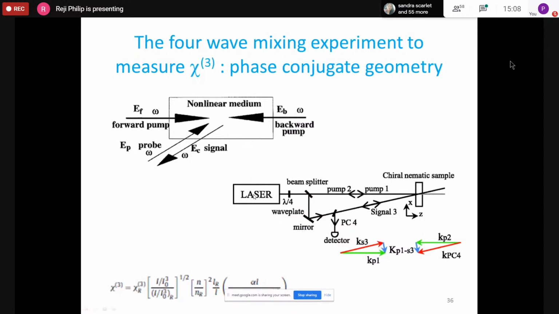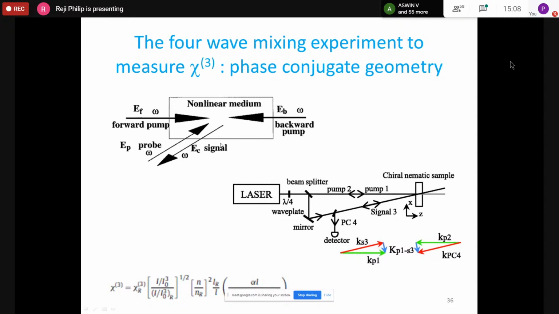You can use the same laser, in which case we call this degenerate four-wave mixing. One laser beam is split into two parts like this, three parts in fact. So one goes like this and comes back like this. The second beam goes like this and goes like that. And at the sample, we will have three beams: forward pump, backward pump, and probe. So two pumps and one probe.